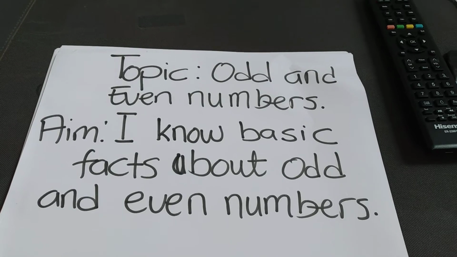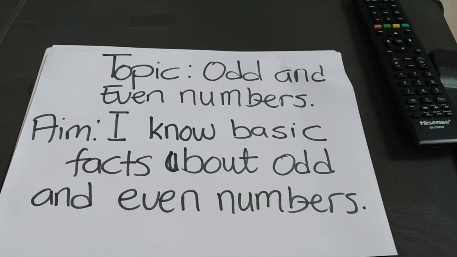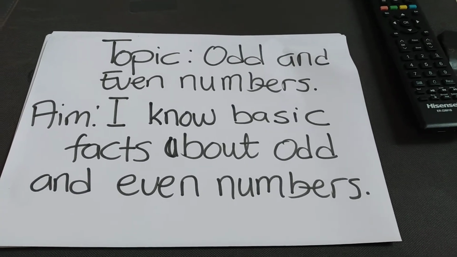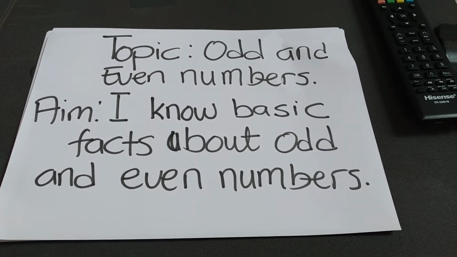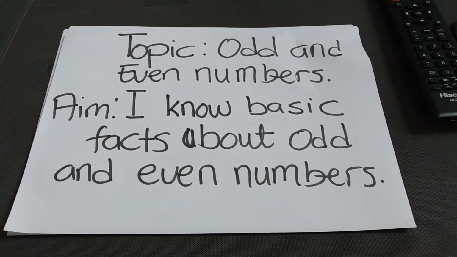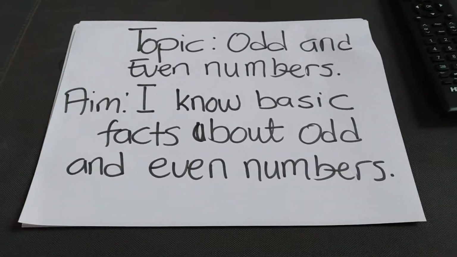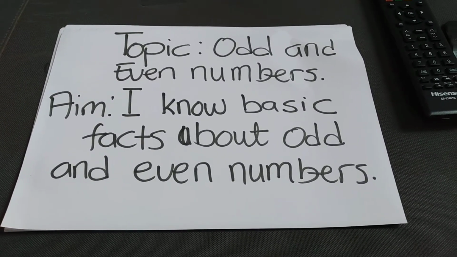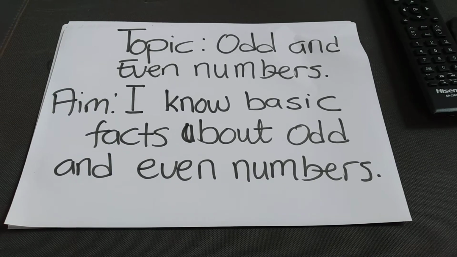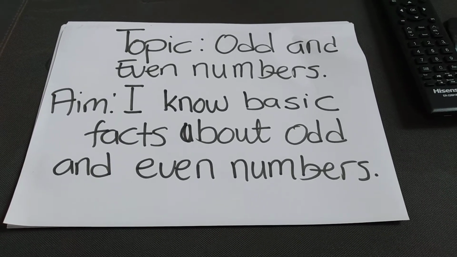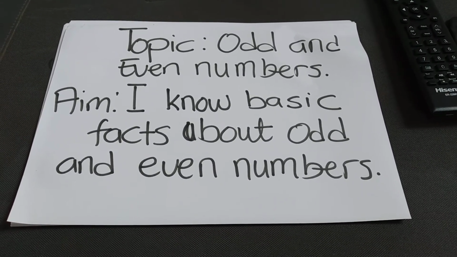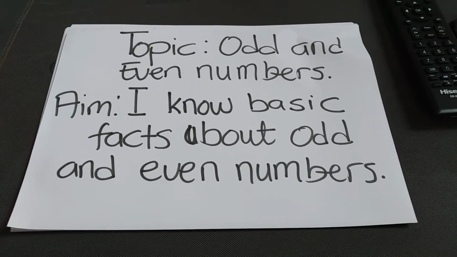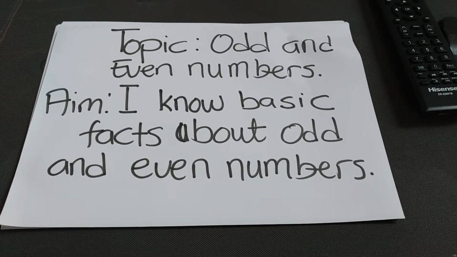You remember in our previous slide, we were looking at odd and even numbers, the first five odd and even numbers. Well, there is a need that we should not only limit ourselves to these first five odd and even numbers, but also to be able to tell all even numbers and odd numbers whenever we meet them. So our topic will still be on odd and even numbers, and our aim is that by the end of this lesson, you should be able to know basic facts about odd and even numbers.